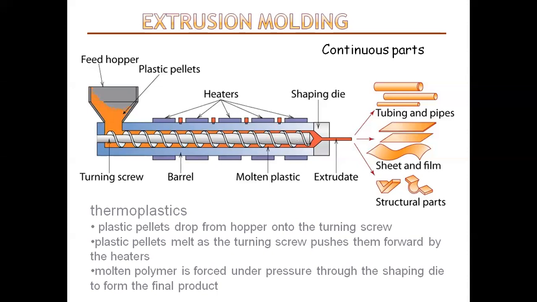After passing through the breaker plate, molten plastic enters the die. This is the shaping die; whichever shape we want, that die is used here. The die gives the final product its profile and must be designed so that the molten plastic flows evenly from a cylindrical profile to the product's profile shape. Okay, so this is extrusion molding.